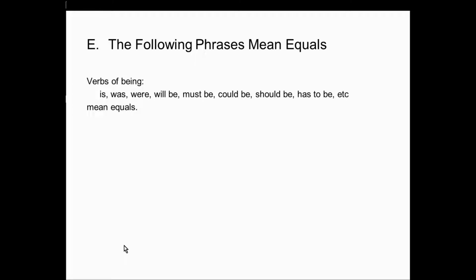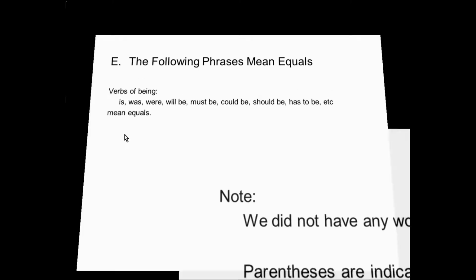Now the one thing we have missing is what means equals. The following phrases mean equals: verbs of being. Is, was, were, will be, must be, could be, should be, has to be, and so on. Those mean equals, as in 2 plus 3 is 5 is the same thing as saying 2 plus 3 equals 5. Remember, all English sentences have to have some sort of a verb, and oftentimes the verb of being is used as the verb in a sentence. So be sure you can distinguish between a verb of being for the verb of a sentence and the verb of being for the equal sign. As soon as you've identified the verb of being that means equals, what came before it is the left side of the equal sign, and what comes after it is the right side of the equal sign.